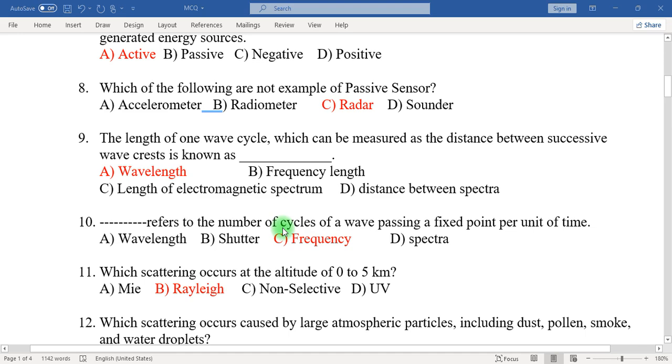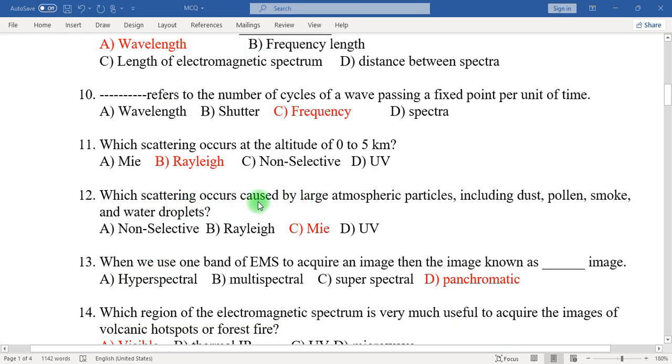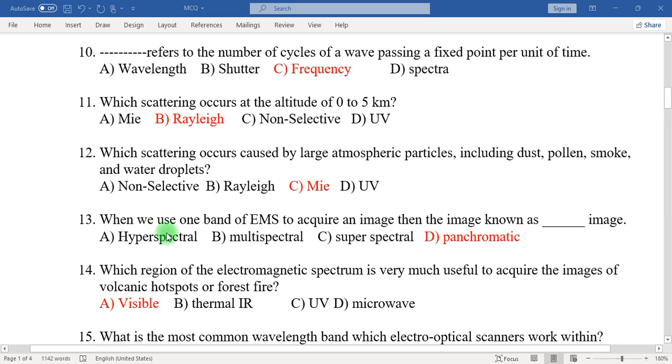Dash-dash refers to the number of cycles of a wave passing a fixed point per unit of time. Correct answer, frequency. Which scattering occurs at an altitude of 0 to 5 km? Correct answer, Rayleigh. Which scattering is caused by large atmospheric particles including dust, pollen, smoke and water droplets? Correct answer, Mie.